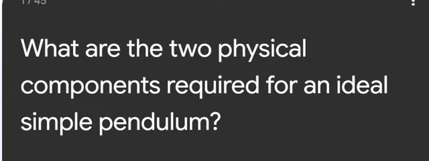I have shared previously a set of 62 questions, and then I guess maybe 35 questions. So in this video I'm going to share a set of 45 questions with all of you, and the first question is already on your screen. That is, what are the two physical components required for an ideal simple pendulum?